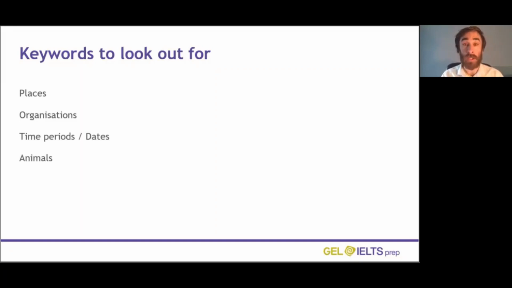So good words to underline are acronyms and abbreviations. These are very often organizations like UNESCO and FIFA. They're good because they're very easy to find in the text because of the capital letters, but as well as this, they're often key for the meaning of the text.